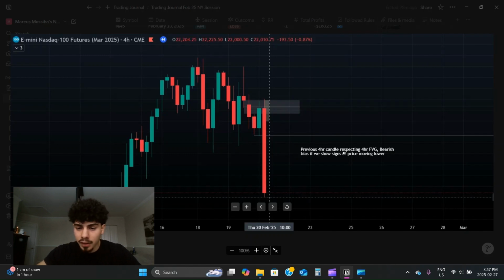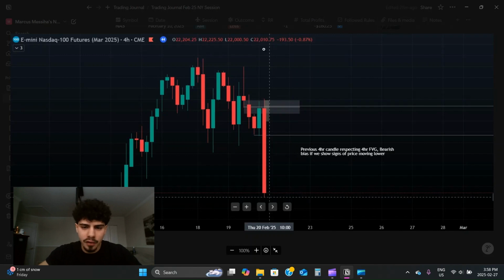So the previous 4 hour candle respecting the fair value gap gives a bearish bias, if we show signs of price moving lower. That's if we show signs of price moving lower, because at this point here we have a little green candle, basically a doji candle with wicks on both sides. So we have to see what happens here. If we reject off of this level, and we're going to see that level when I look at the 1 minute, I'm going to leave that level on so I know what's actually happening.